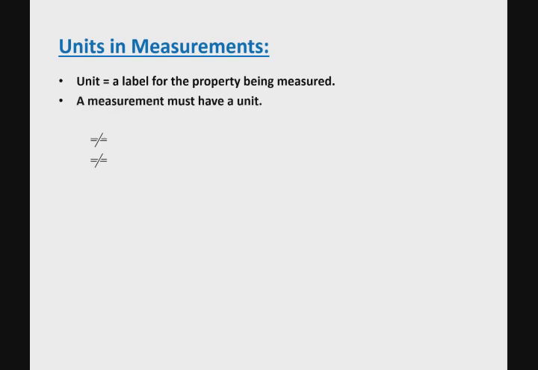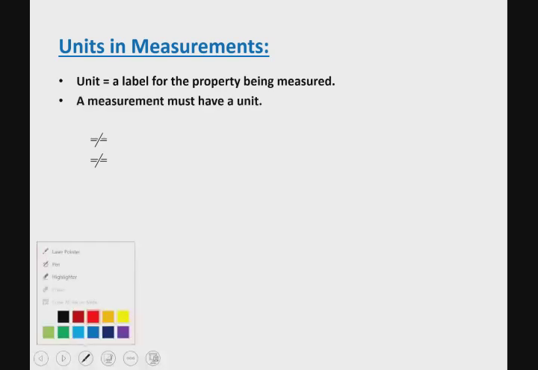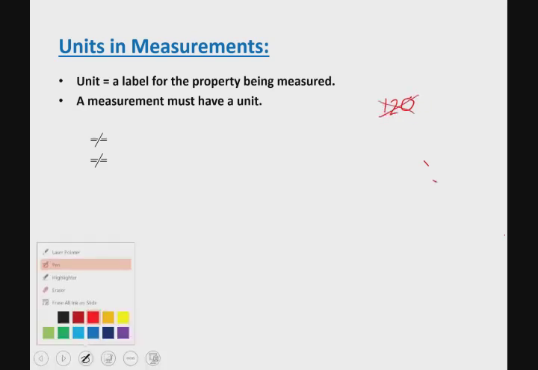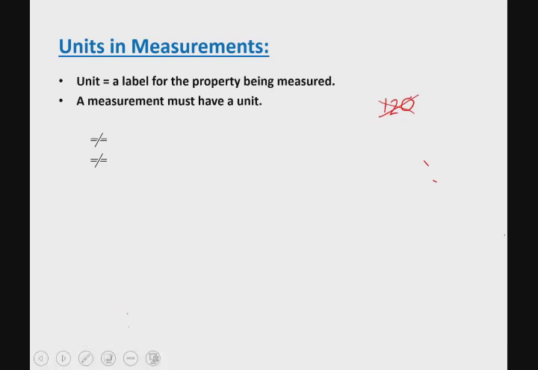Units are extremely important. Without units, a measurement is incomplete. For example, if I say that I weigh 120, that's very incomplete information because the reader doesn't know whether it is 120 milligrams or grams or tons or pounds or ounces, and it's not correct to not give a unit for a measurement. Without a unit, a measurement is incomplete.